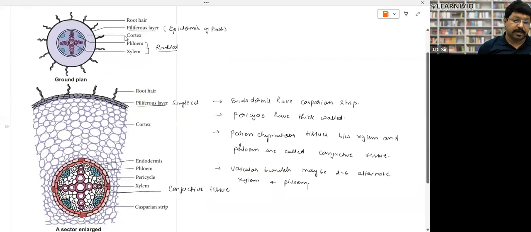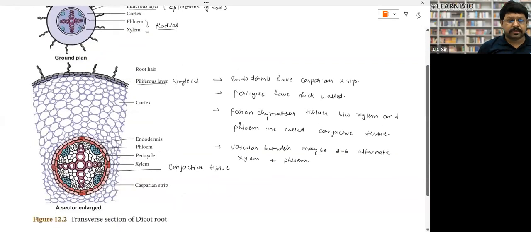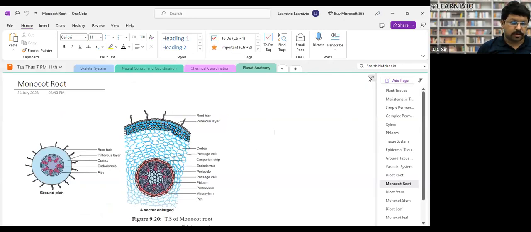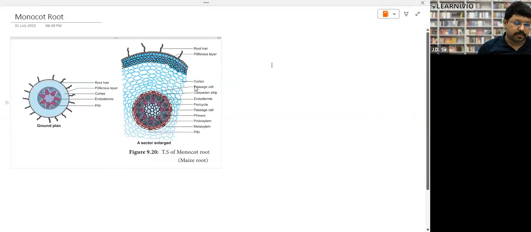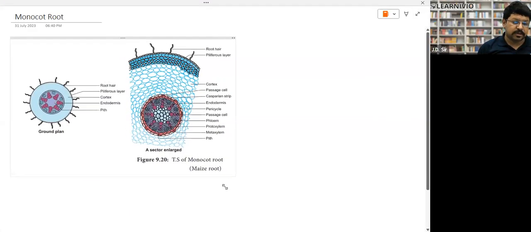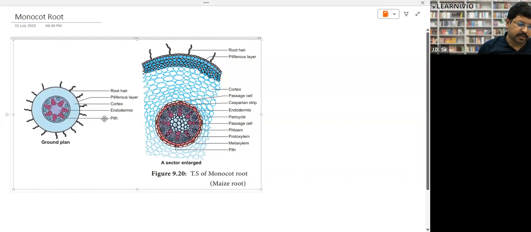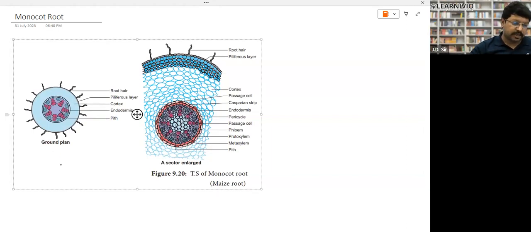This is dicot root, right? The root structure of dicot and monocot is almost similar. Look, this is monocot, right? So dicot has fewer vascular bundles and monocot has more vascular bundles. That is the only difference. The rest of the things are almost the same. Again, piliferous layer, that is epidermis, cortex is present, endodermis is present, and pith is present. Pith is not found in the dicot root, it is found in the monocot root.